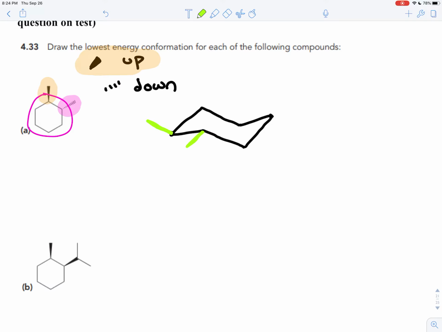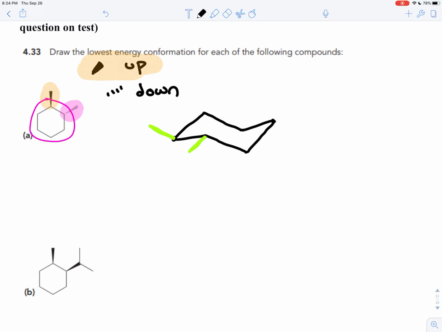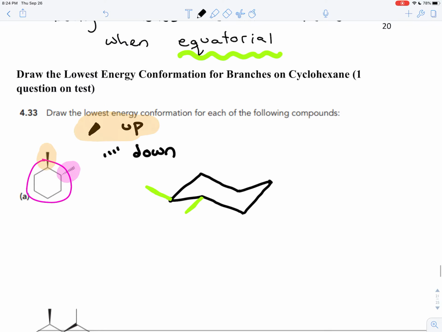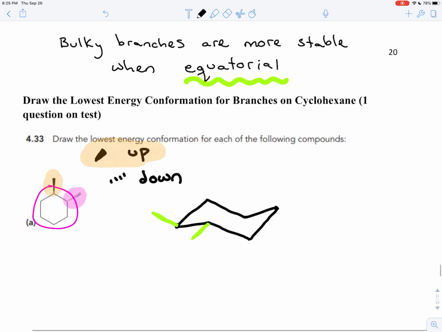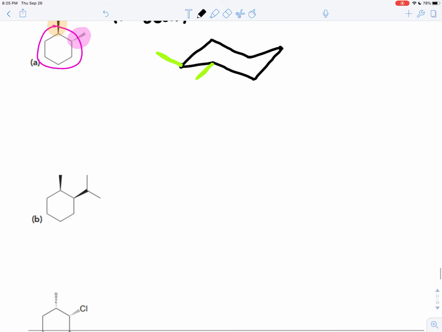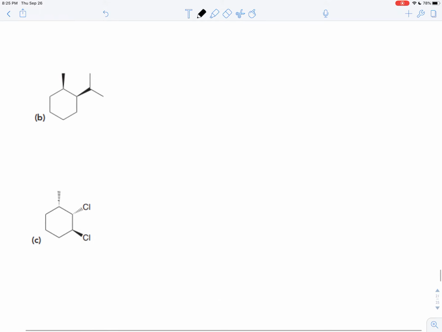We would have the cyclohexane ring and two methyl groups pointing in opposite directions. Here they're coming out and going away. Here they're up and down. And they're both, in this case, equatorial, which is the most stable position for bulky things. All right, let's practice with B.